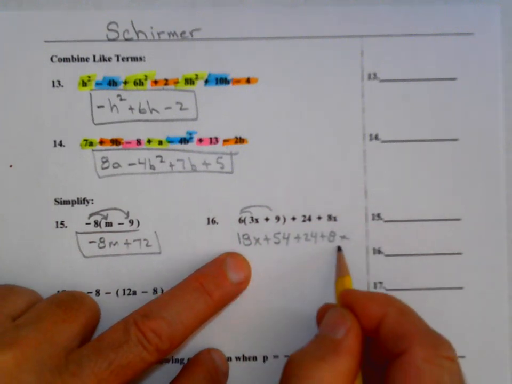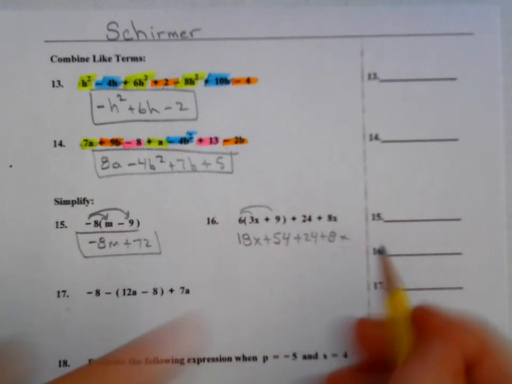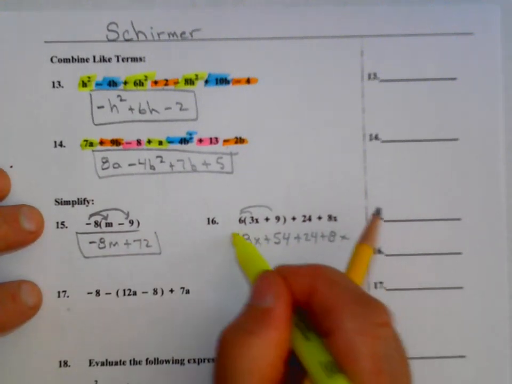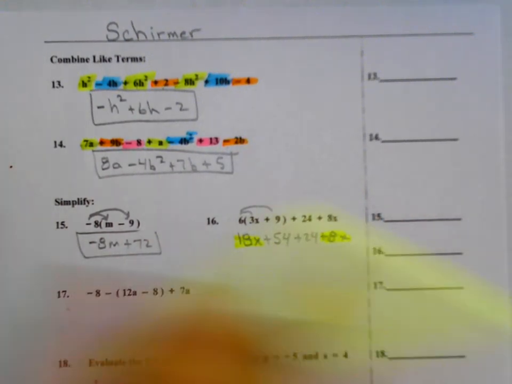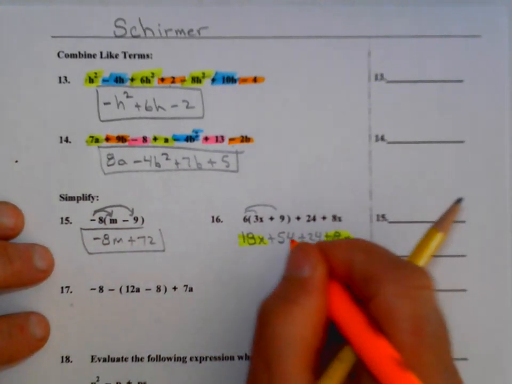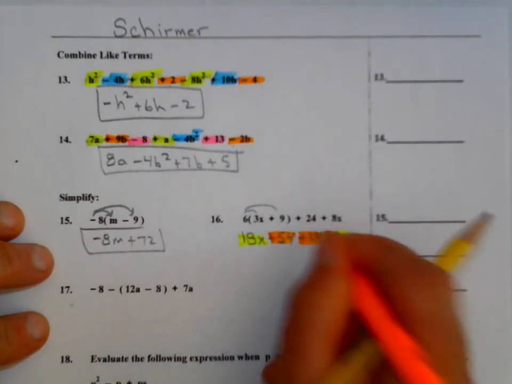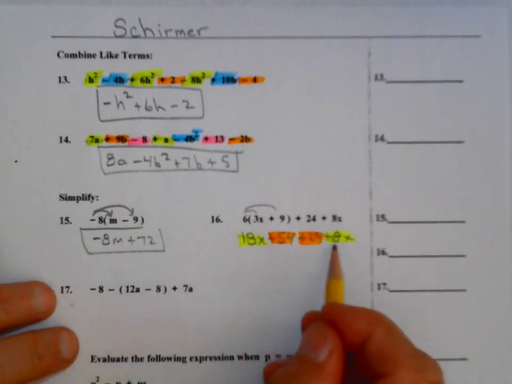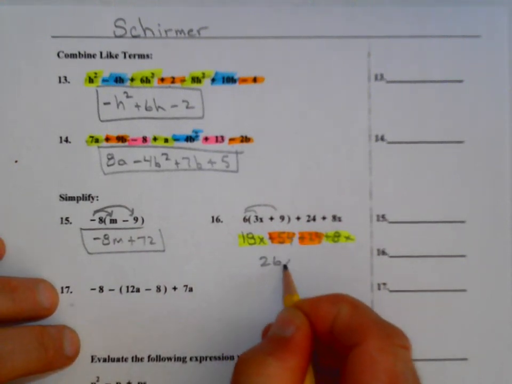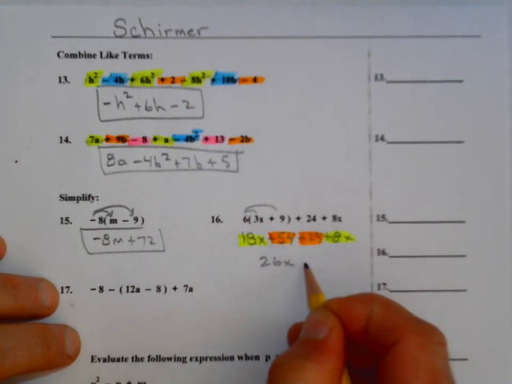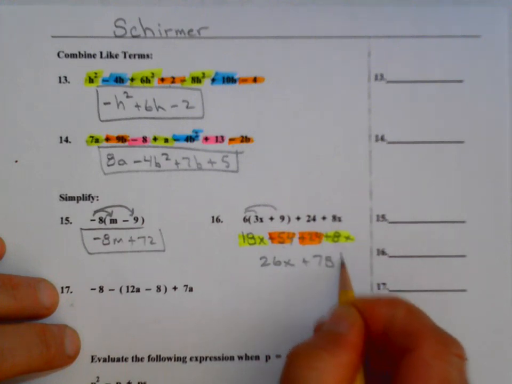These are like terms. So 18 plus 8. And I'm going to show you they're like by doing this. Boom. All right, so if I have 18 of those plus 8 of those, that's 26 of those. 54 plus 24 is 78.